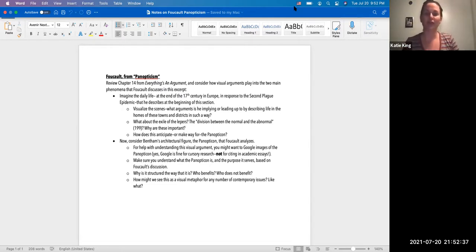And remember, Google's fine for this kind of cursory, casual research, but don't use Google for your academic essays. I'm just telling you to do this for purposes of stabilizing yourself and understanding what this thing is, what it looks like. Google's okay for that, but try not to use it in an academic essay. We have the library. Okay, I digress. We've already talked about that ad nauseum.